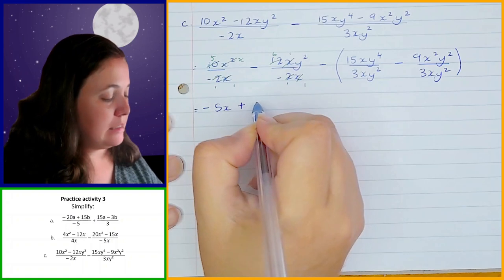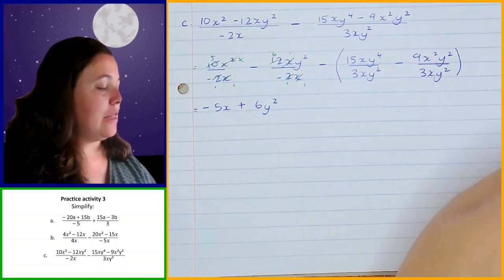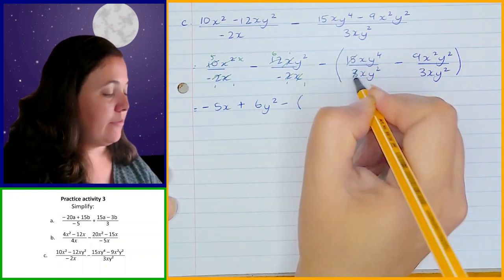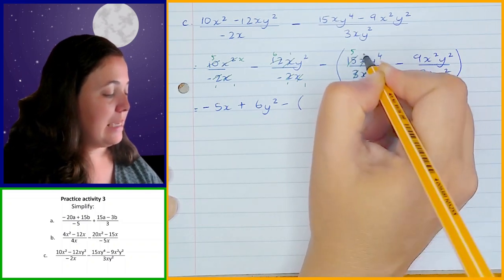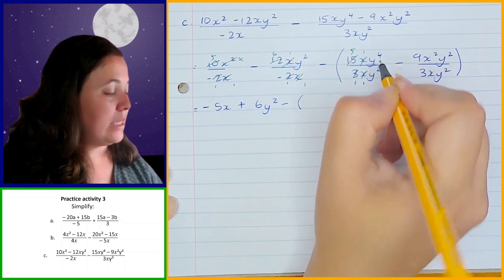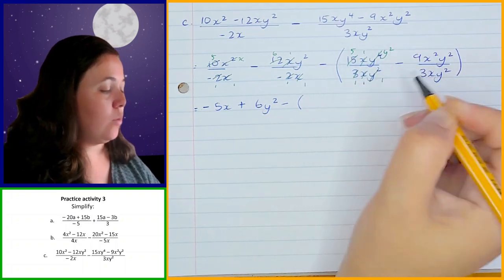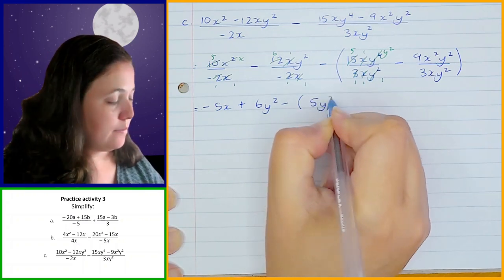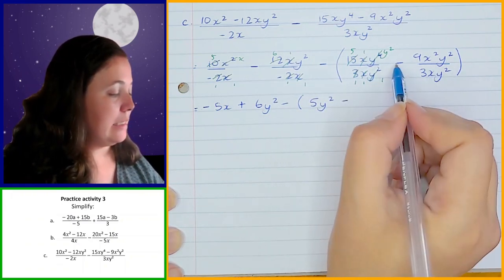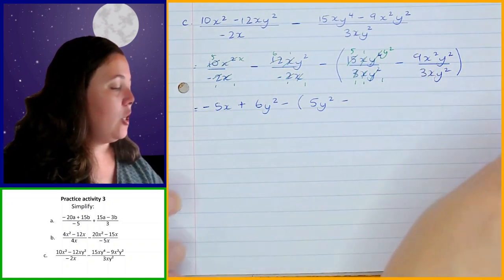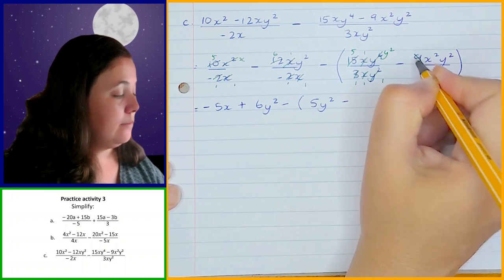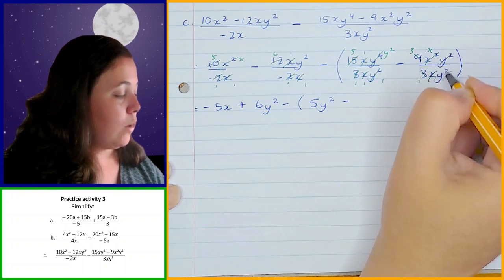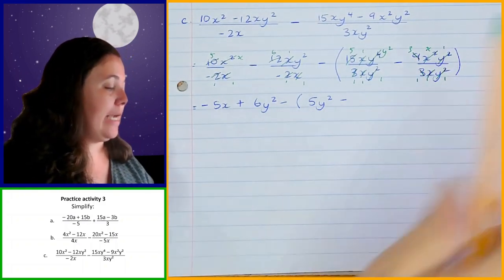So I've got 6y squared. Then I've got minus, and in brackets, I've got 15 over 3, which simplifies to give me 5 over 1. The x's cancel, and I've got y to the power of 4 over y squared gives me y squared over 1. So that gives me 5y squared all over 1. And then minus, it's a negative divided by positive, is minus. 9 over 3 gives me 3 over 1. The x squared and the x simplify to give me x over 1. And the y squareds cancel. So I end up with minus 3x over there.